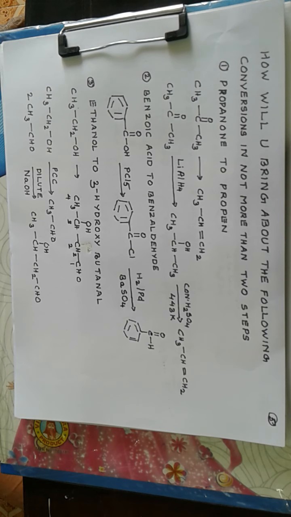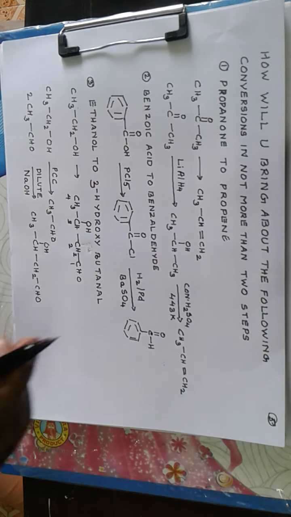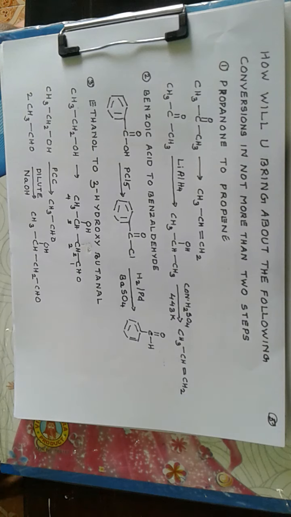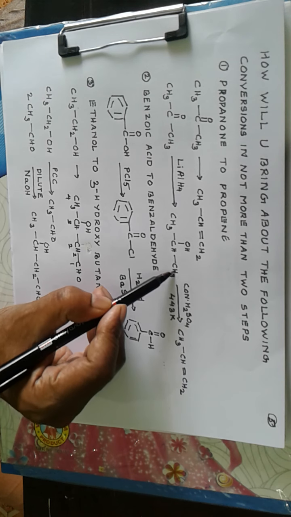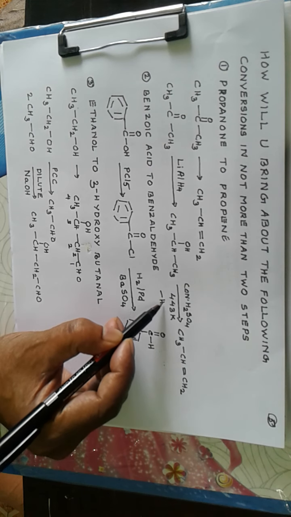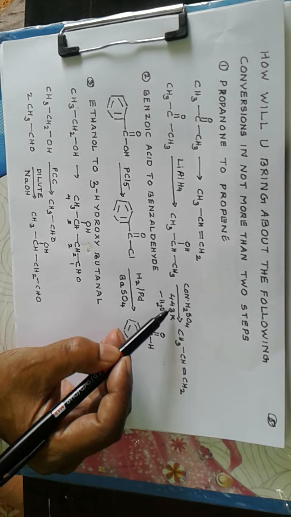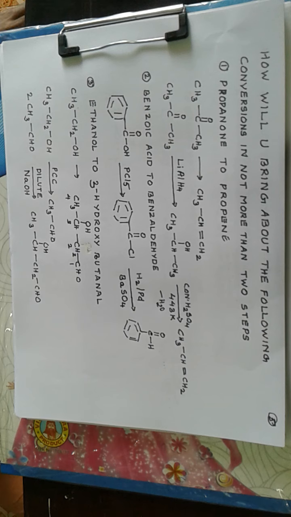How will you bring about the following conversions in not more than 2 steps? Propanone to propene. Propanone is CH3COCH3, that is acetone, and propene is this one. Now reduce the CO group to a CHOH group using lithium aluminium hydride. Then a dehydration reaction, 1 H from here, and this OH is removed as a molecule of water. Using concentrated sulfuric acid at 443 Kelvin, we get propene.